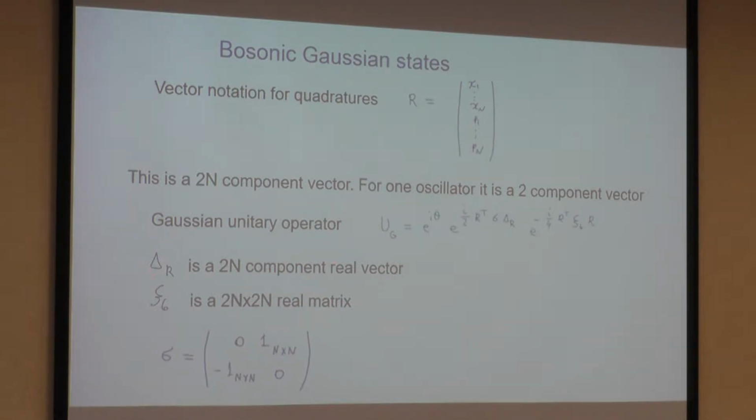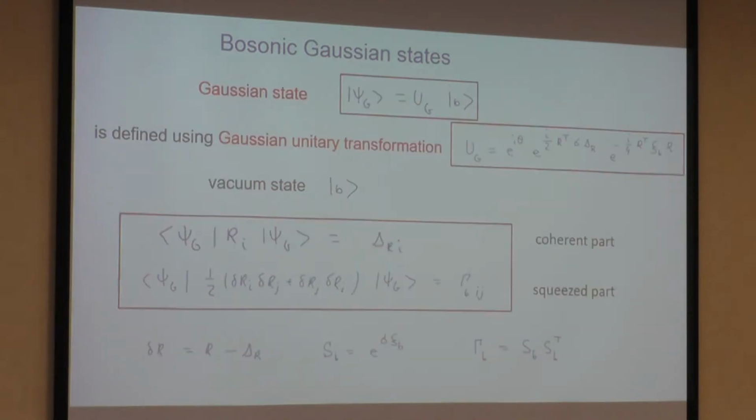And then the coefficients here, let's say this delta of r, is really, as we saw, just an expectation value of quadratures. If we calculate the expectation value of x or of p in our Gaussian state, then it's given exactly by this coefficient delta. And then we can also calculate second-order fluctuations in the Gaussian state.